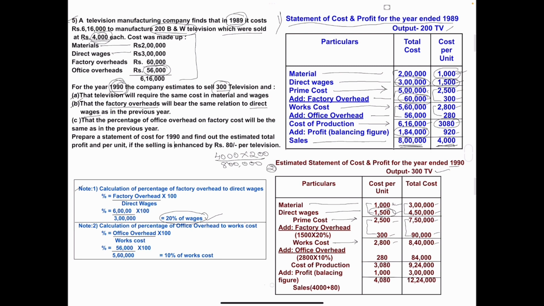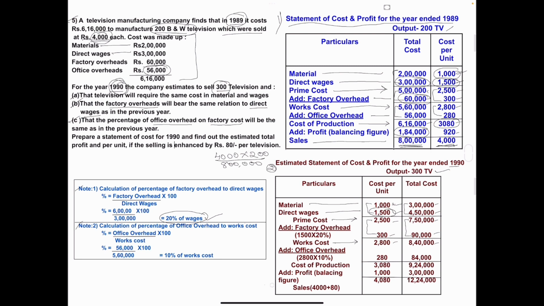Add office overhead. See point C1. That the percentage of office overhead on factory cost will be the same as in the previous year. So office overhead we have to charge on factory cost. Factory cost means works cost. So note number 2, calculation of percentage of office overhead to works cost. Factory cost is also called works cost. So the formula is percentage equal to office overhead divided by works cost into 100.